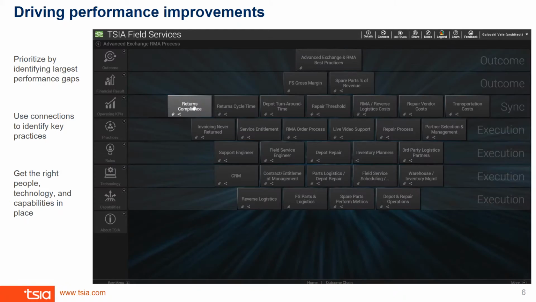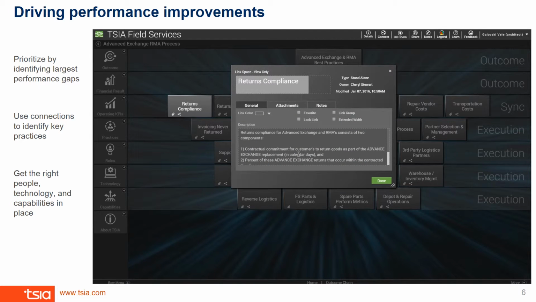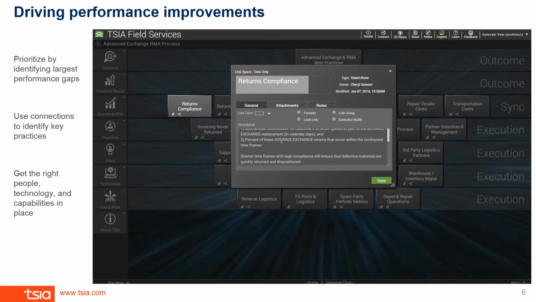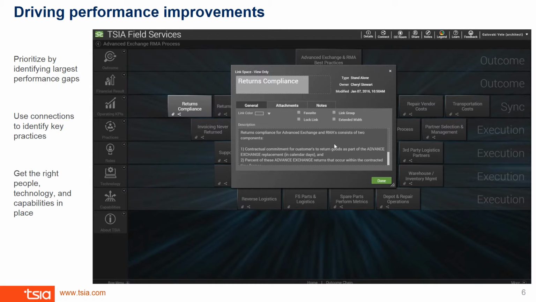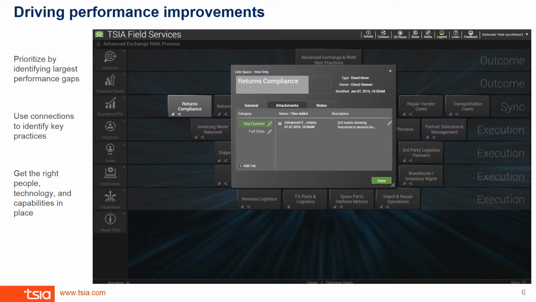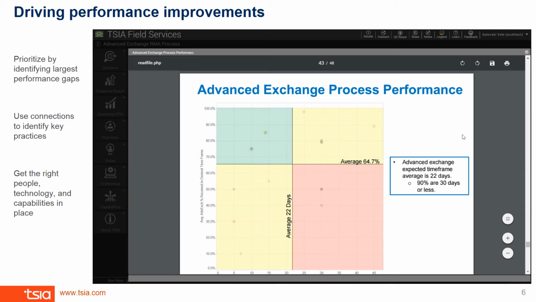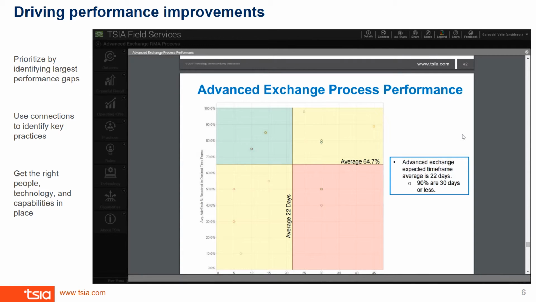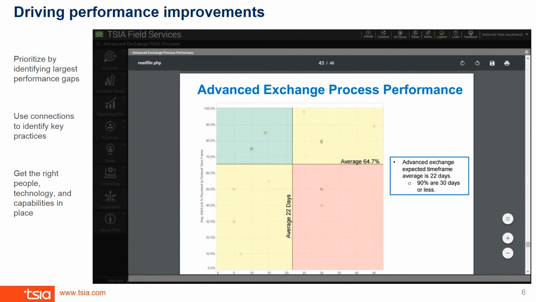By opening up the returns compliance link as an example, we show a definition, and here it's rather unique. Returns compliance really has two components. You have to be concerned with the contractual commitment, in terms of calendar days, and then you want to know what percent of customers actually return within that time frame. By looking at the attachment, we can show you performance against these two metrics in a 2x2 matrix. By looking at the 2x2 matrix, you can see that the objective here is to have a short contractual return time with high compliance to that, which puts you in the green zone.